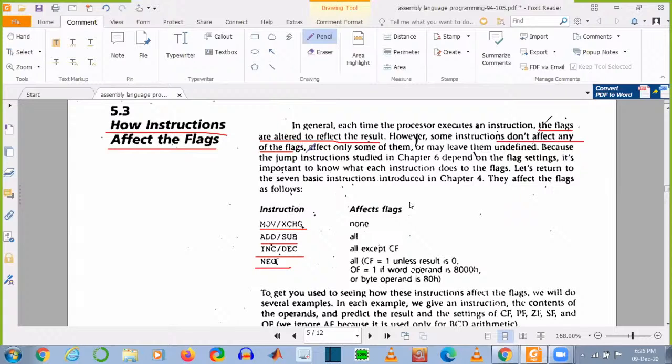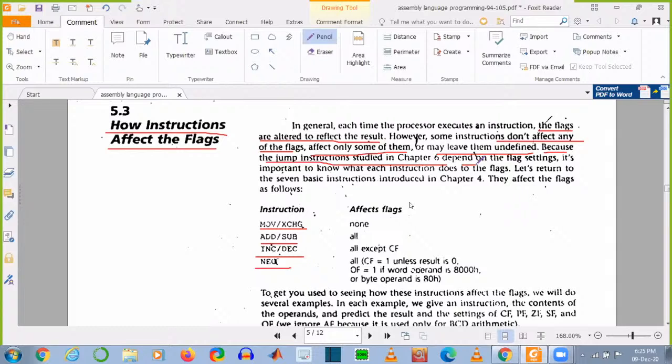And some instructions affect only some of them. That means only some of the flags are affected by some instructions, or they may leave them undefined. So some instructions only affect some flags, other instructions do not affect any of the flags, and then some instructions may affect all the flags, all 6 status flags. Because the jump instruction, as studied in chapter 6, depends on flag setting. So the jump instruction also depends on flag setting.